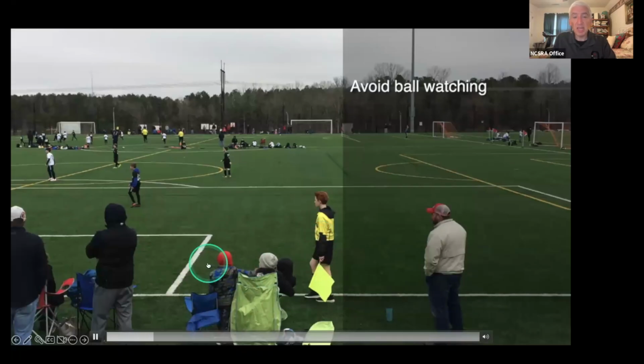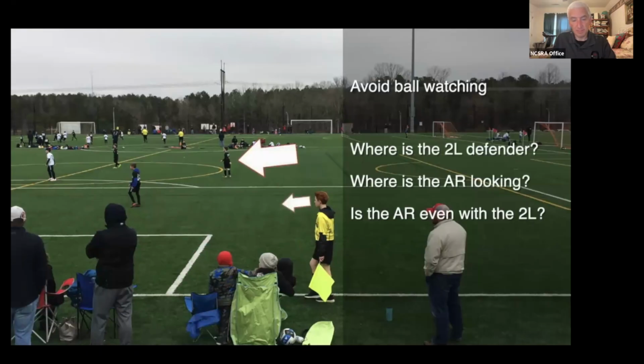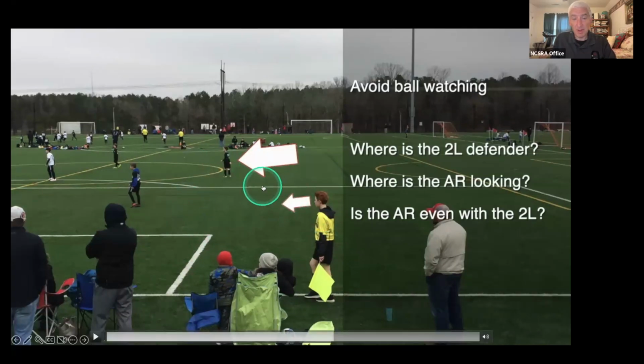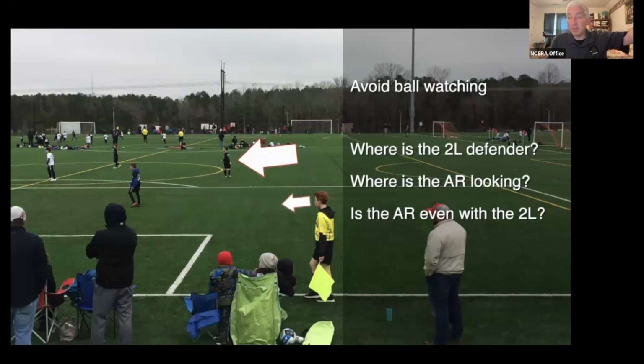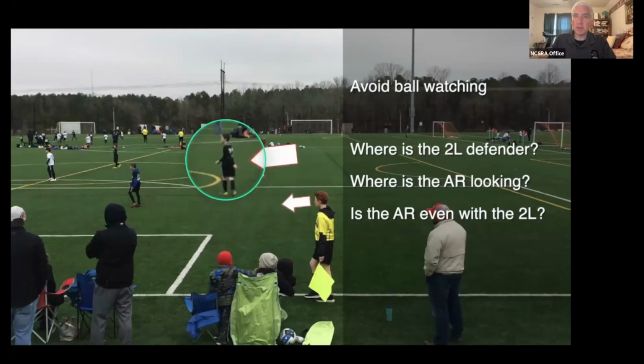What about where he's standing? No, he's not even with the second to last defender. He's a ways off, right? He's doing what we all want to do when we go to a soccer game. Watch the game, right? So he's looking downfield. He's ball watching, but he's not seeing what's going on, and he's not going to be ready if he needs to make a call. Now, we can look at this player and learn a lot about what's going on downfield.